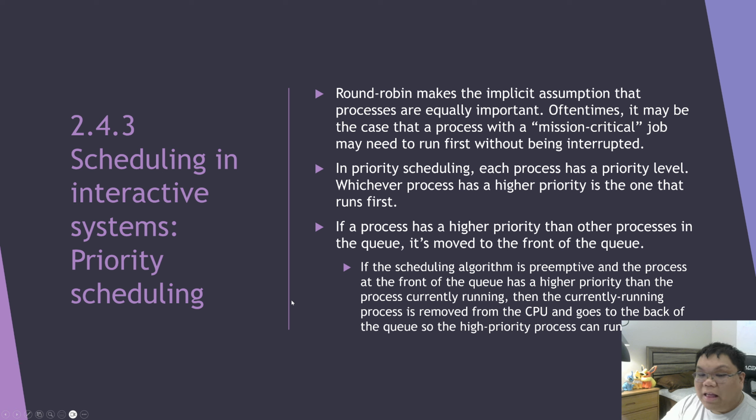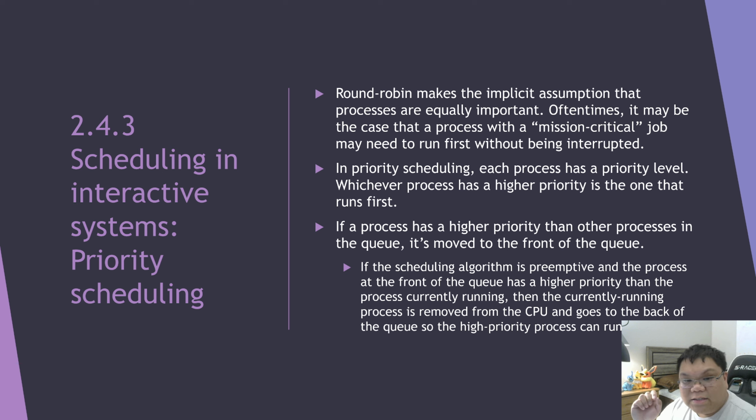Round robin. Now we're getting to our next scheduling algorithm. Round robin makes the implicit assumption that processes are equally important. Although it is a fair assumption to make, oftentimes this fairness causes problems if we have high priority processes. So, it may be the case that we need to run a mission critical job. We need to run this process without interruption.